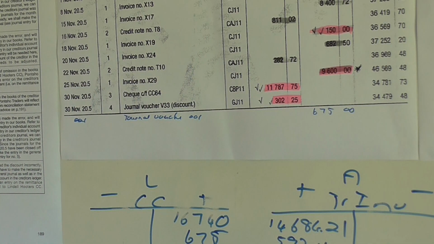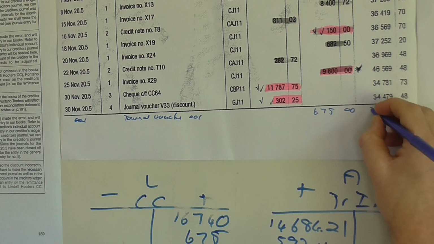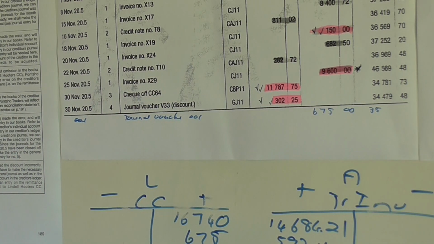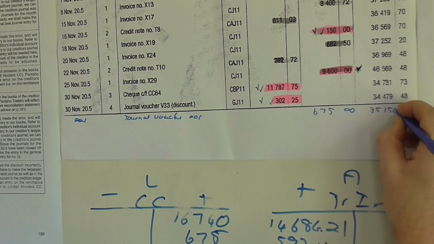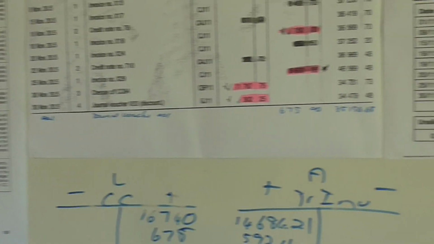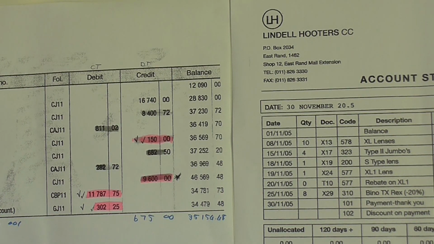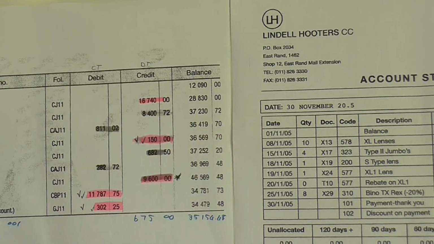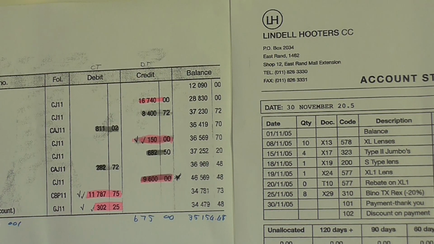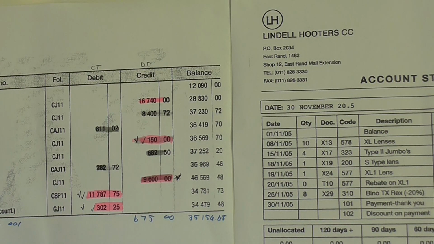Okay, so now it's 34479.48 plus 675, and that gives you 35154.48. All right, great stuff. So now we fixed that. So now we can just go highlight it. So the 16740, we fixed it, and the comparing entry on the account statement was 17415. Okay, so we just highlight that one.